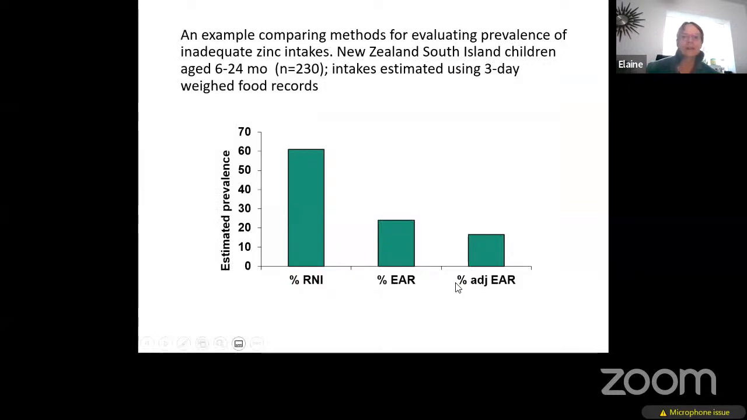And this is just an example of the difference in the percentage at risk of inadequate intake, depending on the method used. So the RNI would be overestimating. The percentage below the EAR with a 1-day intake would also be overestimating. But if we adjusted it so it had a usual intake distribution, you'd be getting a much more accurate estimate of the percentage of the population at risk.